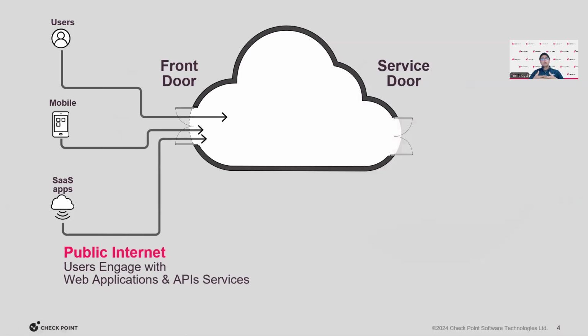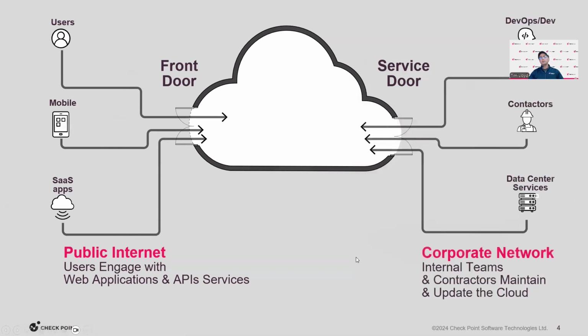This is where users will gain access legitimately to your services and applications so that they can consume whatever it is your company, your enterprise produces. SaaS applications, mobile applications, they'll all traverse through the front door to gain legitimate access to the services you are providing to the world. And then you have a service door.